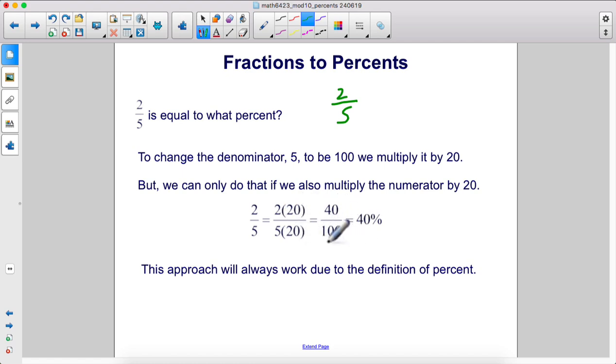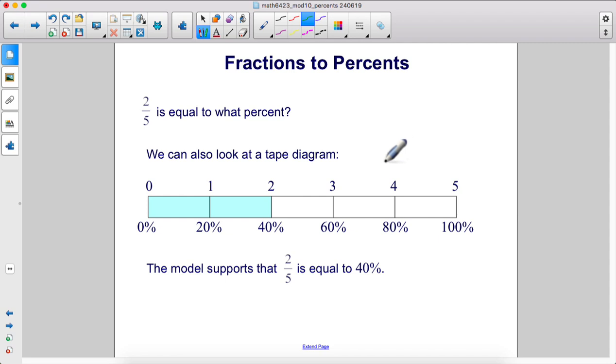So of 100 total pieces, we are dealing with 40 of them. That is 40%. This approach will always work due to the definition of percentages. Here's another way to look at it. We can look at a tape diagram. So 2/5 is equal to what percent?